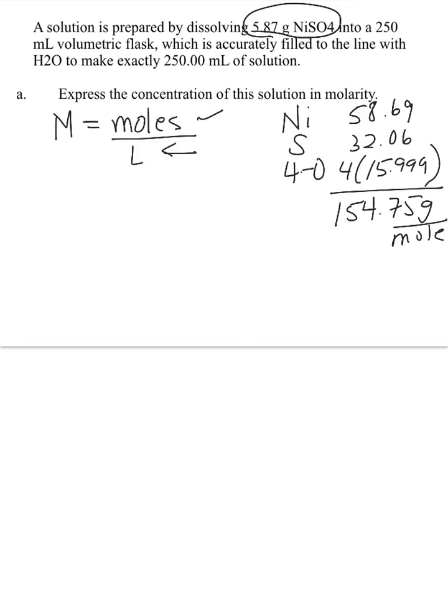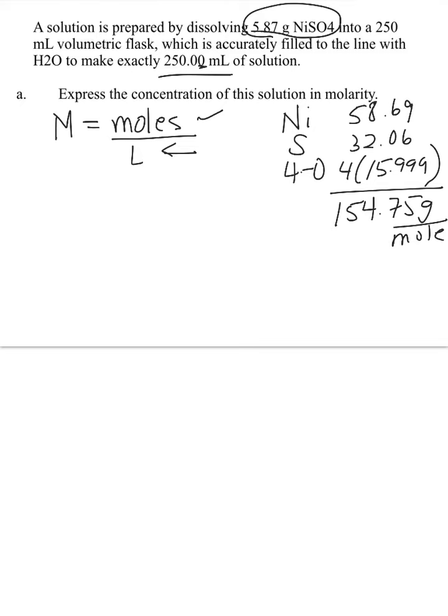So what we have here is a 250 milliliter volumetric flask. Volumetric flasks are calibrated to contain exactly 250 milliliters, and the uncertainty on that is in the hundredths decimal place.